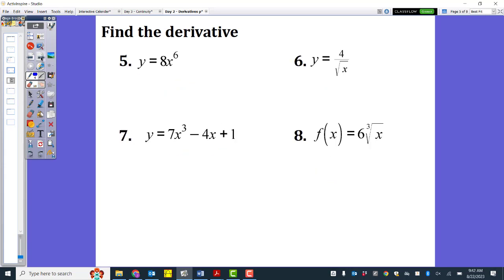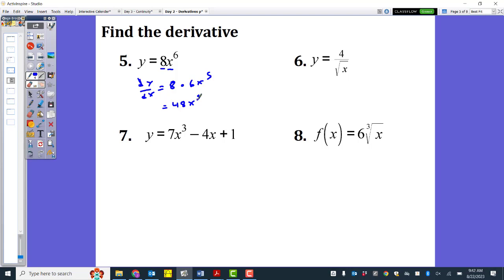Okay, got a few more practice here, and these cover some of the other rules. Let's look at number 5. You can pause and try it yourself if you want. So remember, we had the rule that if we have a constant times a function, our derivative is going to be the constant, which is 8, times the derivative of the function, so 6x to the 5th. So we end up with 48x to the 5th.